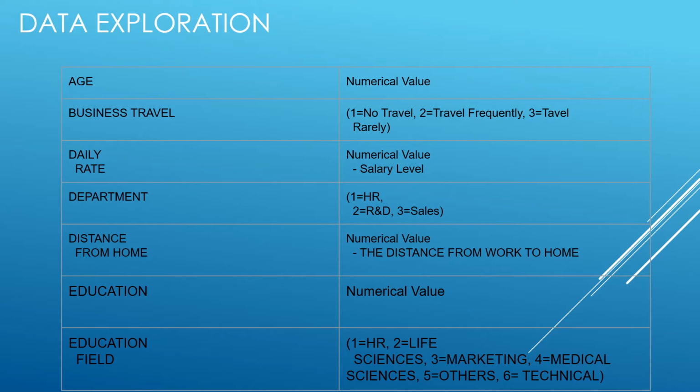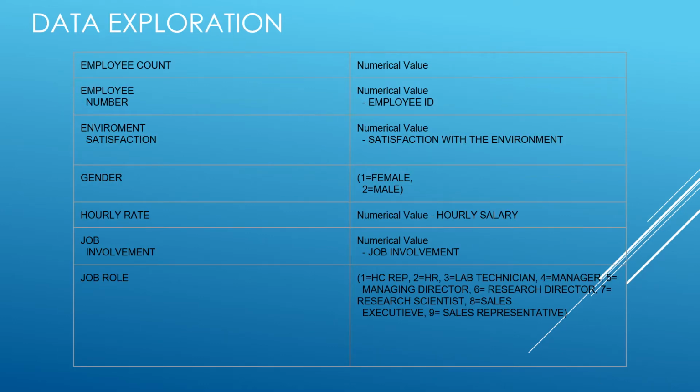Of course, looking at the other ones, age is obviously a numerical value. That's a given. Numerical value for salary level, that's a given. As we go into the other variables, everything else is measured in a numerical value. So we have employee count, employee number, environment satisfaction, gender, hourly rate, job involvement, and job role.